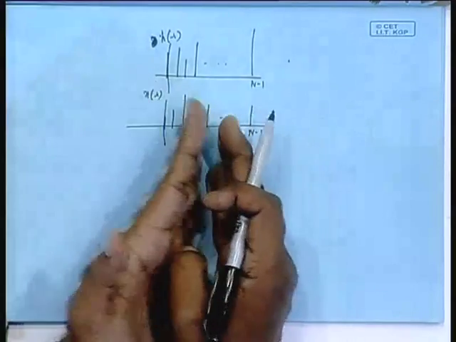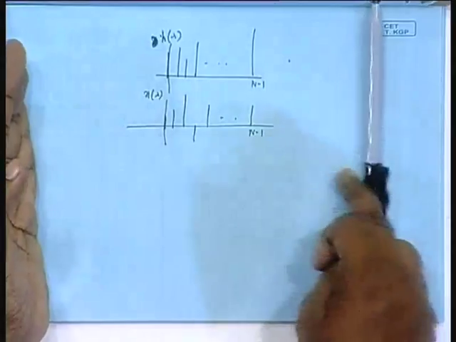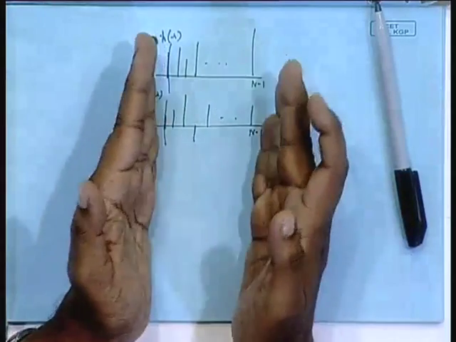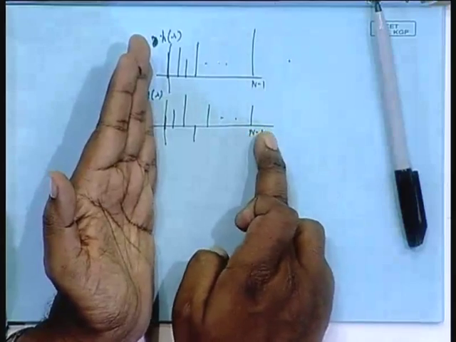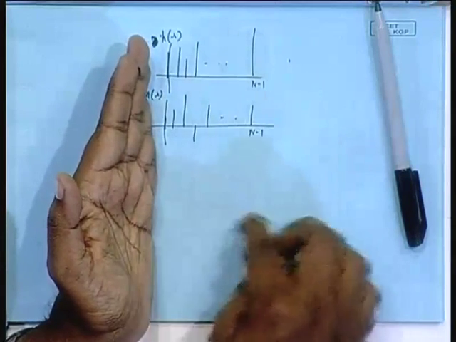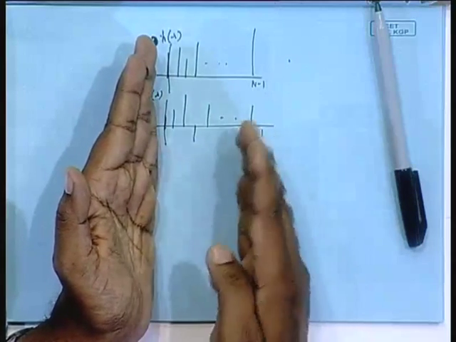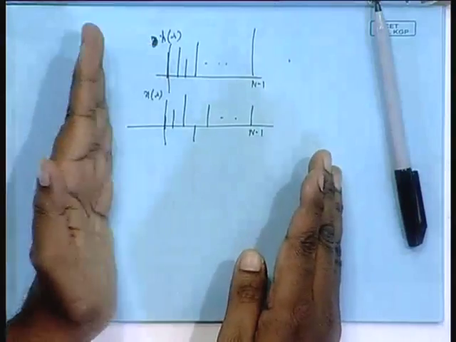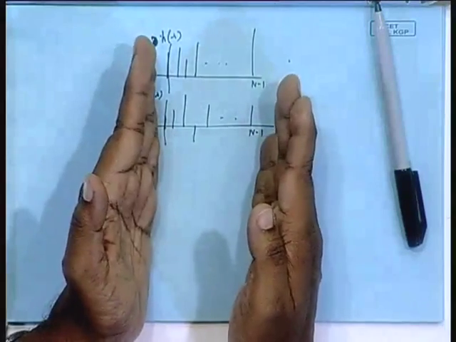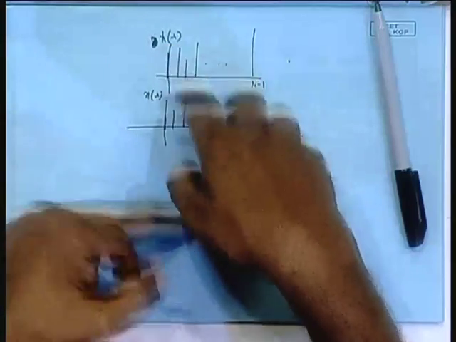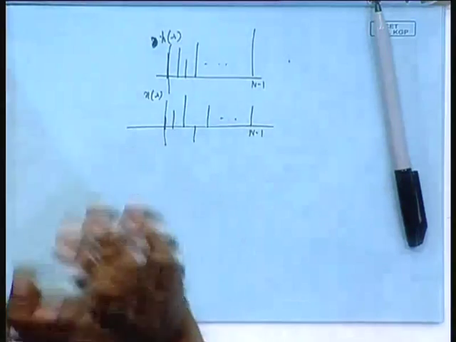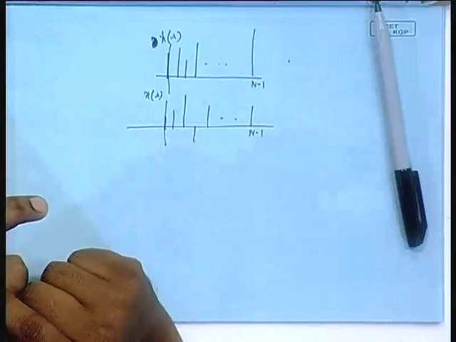But after you shift to the right by n, this is still an infinitely long sequence. Now you use a chopper, that is, a window: to the right of capital N minus 1, throw away; to the left of origin, throw away. Again, you get a finite length sequence of length N. Now multiply sample-wise and sum, and you should get the output. That is my claim, and that you can verify.